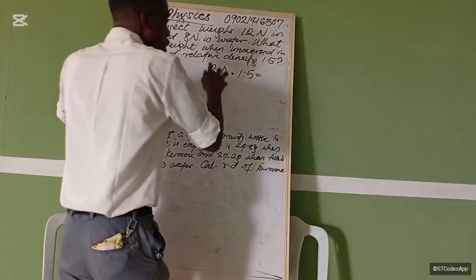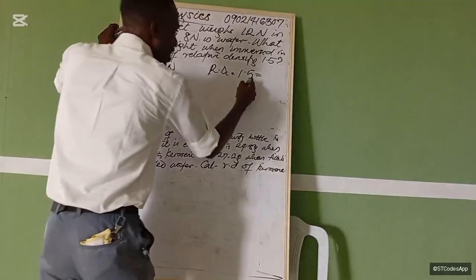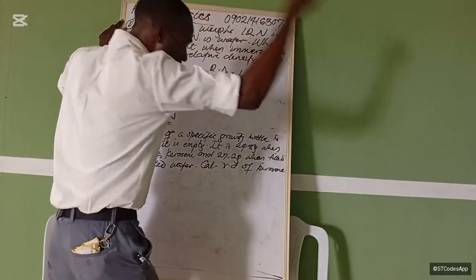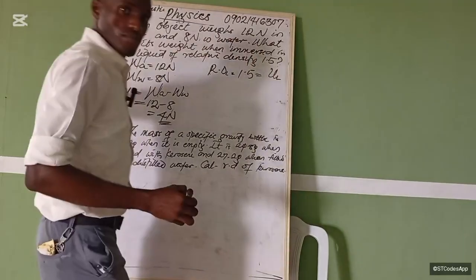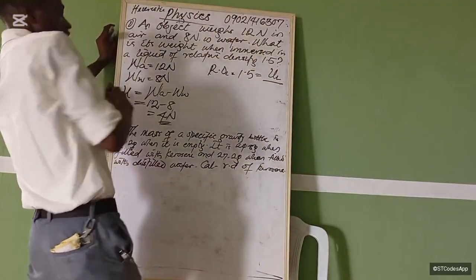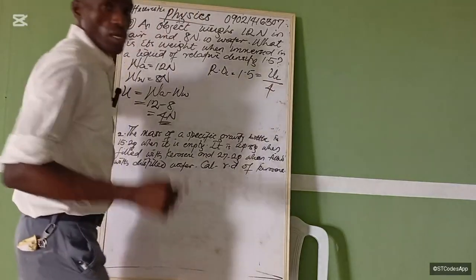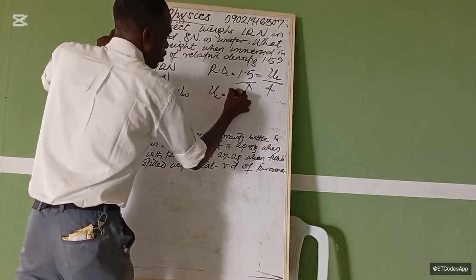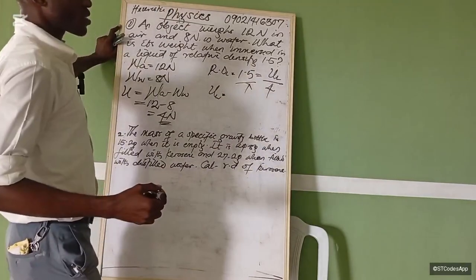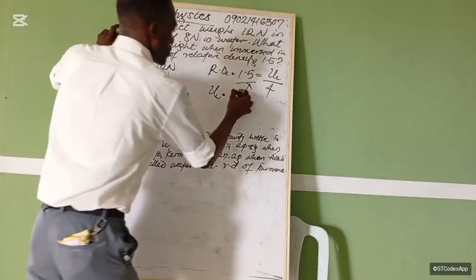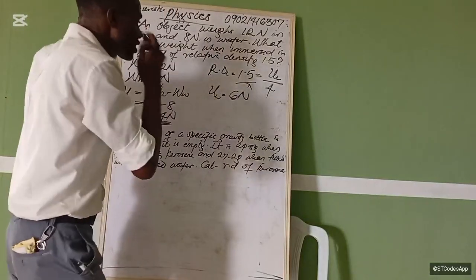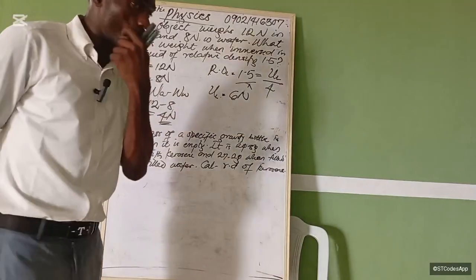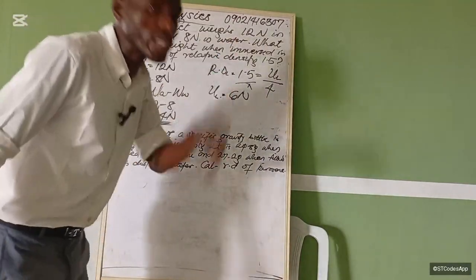So relative density of the liquid is going to be 1.5, which is equal to the upthrust in that liquid, which we don't know yet, over the upthrust in water, which is 4 Newton. By the time you cross multiply, you're going to have U sub L is equal to 1.5 times 4, which is what? 6. So that will be 6 Newton. Now, 6 Newton is going to be the upthrust that body will experience in the liquid.